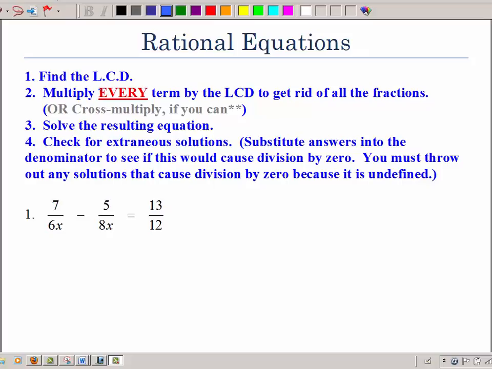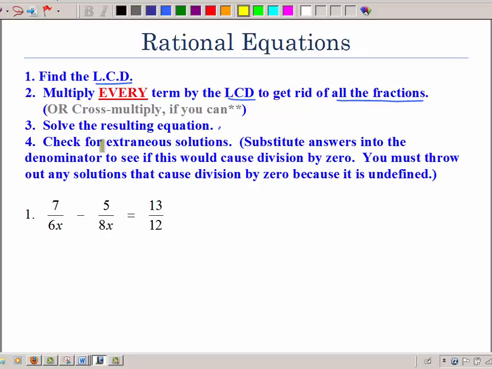So the first step we're going to do is find that LCD, that least common denominator of all three terms. And we're going to multiply every term by that LCD to get rid of the fractions to make our equations easier. Then we're going to solve. That may be just getting x by itself. It might involve some factoring. But then here's a new part.